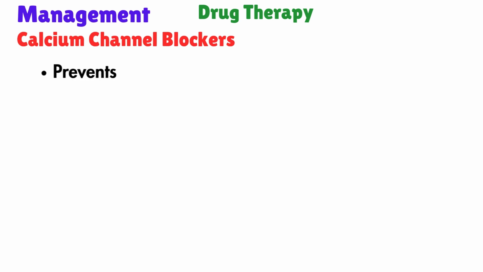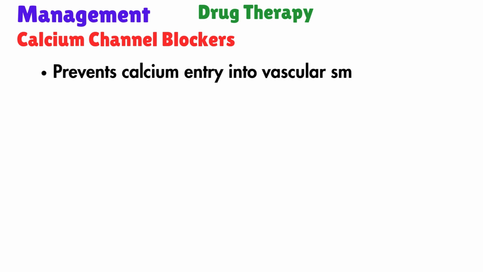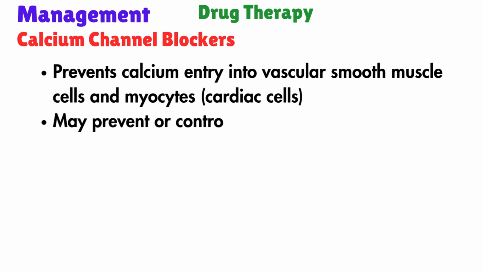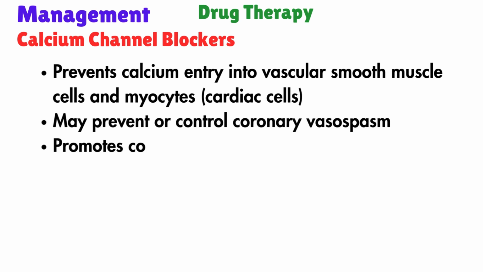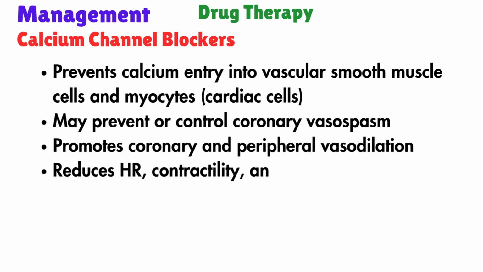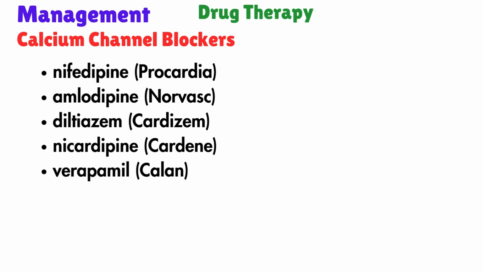Calcium channel blockers prevent calcium entry into vascular smooth muscle cells and myocytes. It may prevent or control coronary vasospasm. It promotes coronary and peripheral vasodilation. It reduces heart rate, contractility, and BP. Examples are nifedipine, amlodipine, diltiazem, and verapamil.